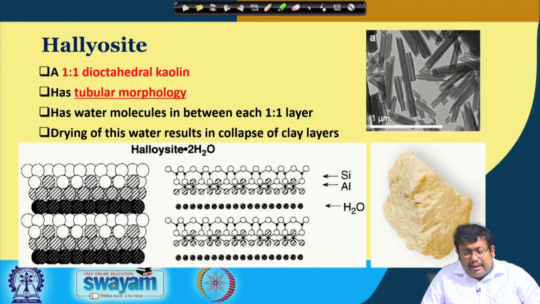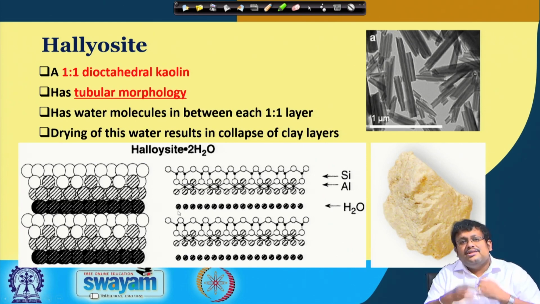So, another important mineral is called halloysite, which is a 1:1 dioctahedral kaolin, and this has a similar structural unit as we have seen in case of kaolinite. However, the only difference is it has interlayer water molecules. So, basically there is a layer of water molecules in the interlayer space in between this 1:1 layer.